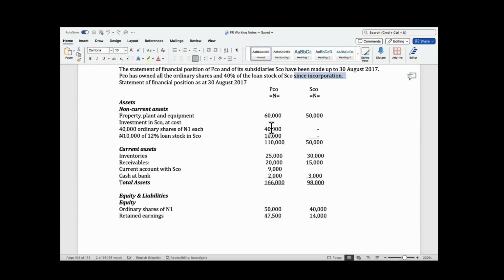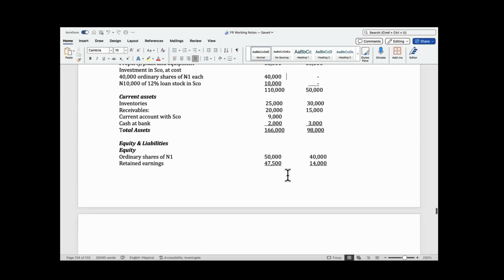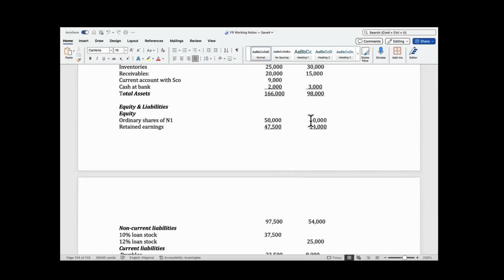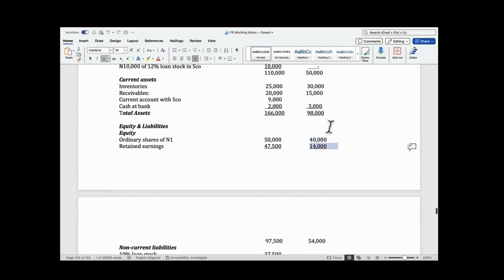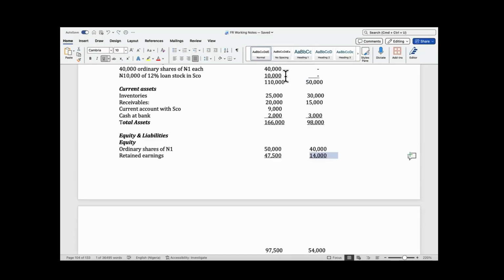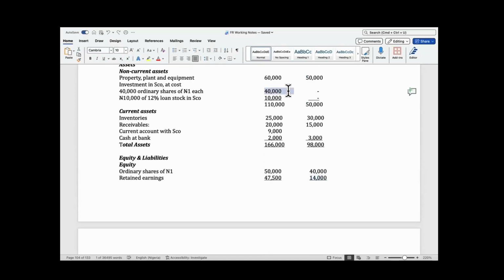And what are the similar items we are cancelling out? We are going to cancel out the investment in ESCO because it's clearly transactions with ESCO, which is this 40,000. We are going to cancel it out against the ordinary shares, or against the equity of ESCO. But when you look at the equity of ESCO, it comprises 40,000 and 14,000. So are we going to cancel out the two? Which of these two relate to this 40,000? Let me ask Michael.